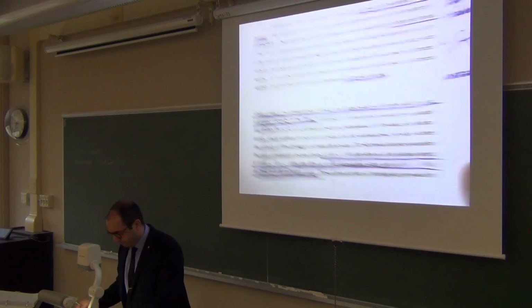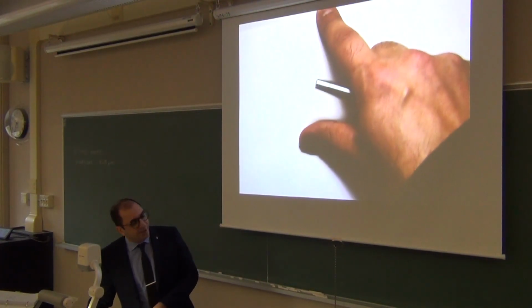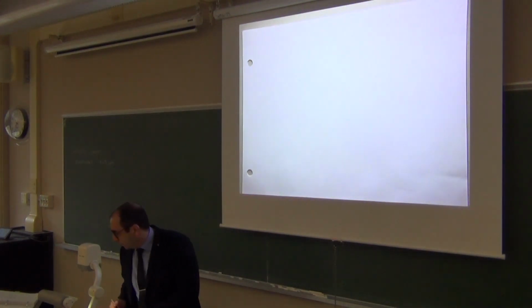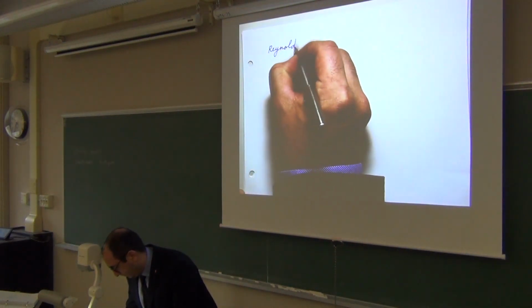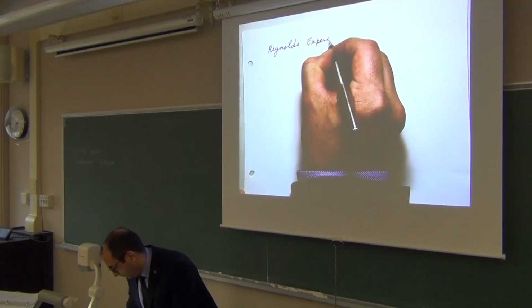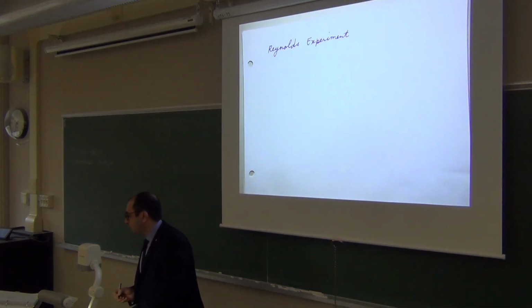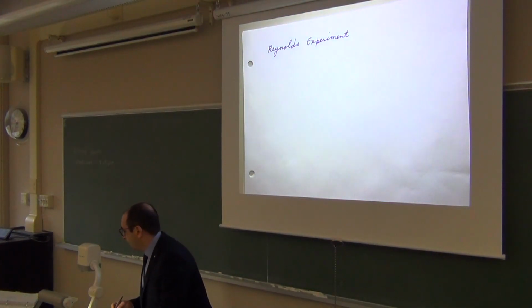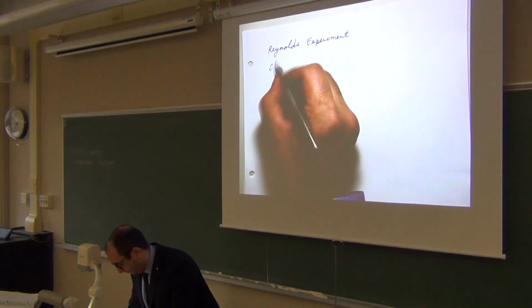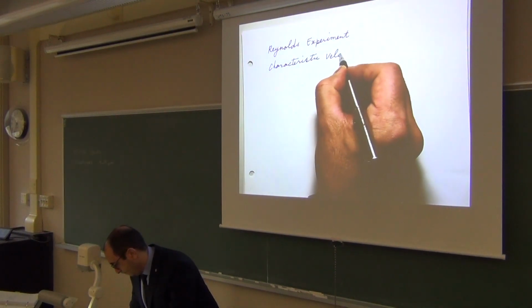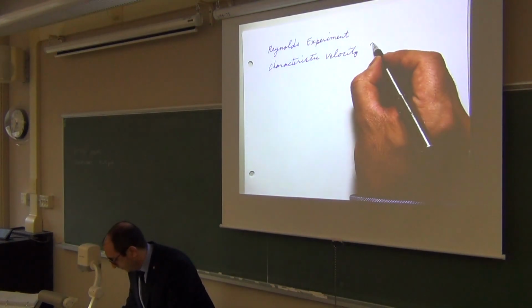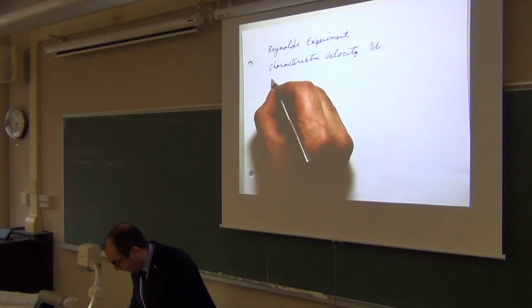I can put a picture to the Reynolds experiment through. So let me do that. The Reynolds experiment: there is the characteristic velocity, U, and the characteristic length, L.